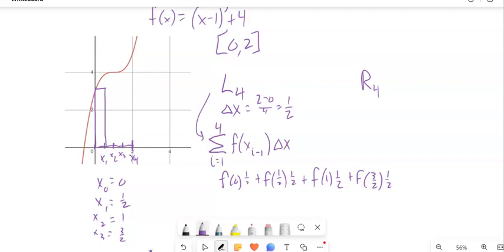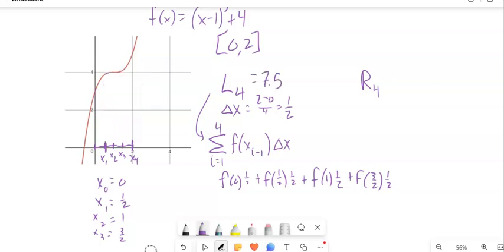x sub 1 is at 1/2. This is the value of 1/2 for x. So it would be this one right here. This next one would be this one. And the last one would be this one. You can tell that's going to underestimate. So if I plug all those into my calculator, I think about doing R4 on this.